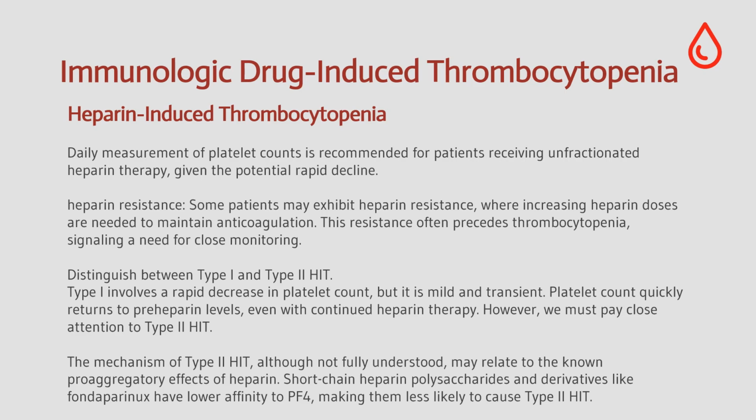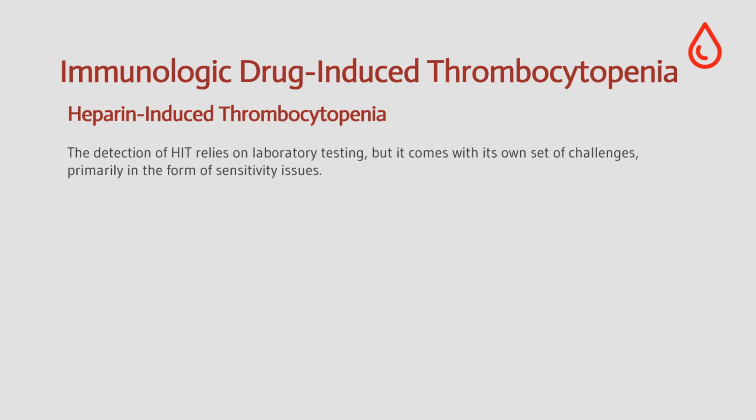Short-chain heparin polysaccharides and derivatives like fondaparinux have lower affinity to PF4, making them less likely to cause type 2 HIT. The detection of HIT relies on laboratory testing, but it comes with its own set of challenges, primarily in the form of sensitivity issues. Let's dive into the common methods employed for detection.